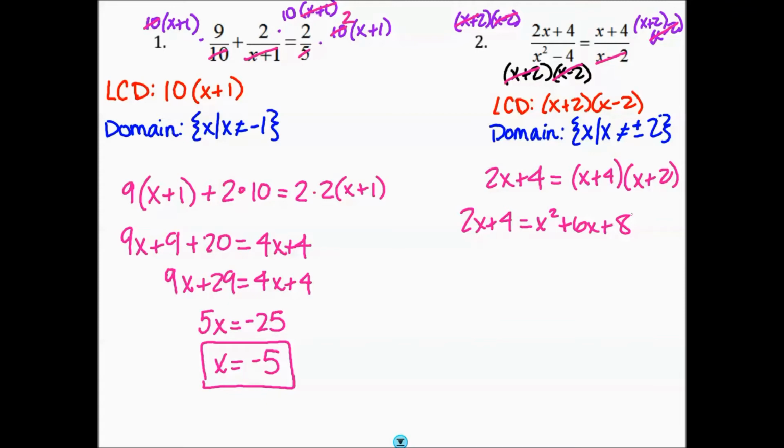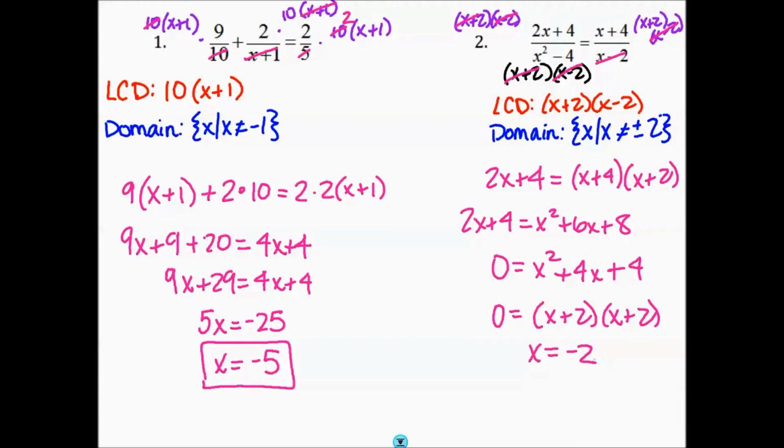Since I have an x squared, this is a quadratic, so I need to set it equal to 0 and solve. Now I need to factor. Then I can go ahead and solve, and I get x equals -2. So now I need to compare my answer with the domain. The domain is that x can equal everything except positive or -2.